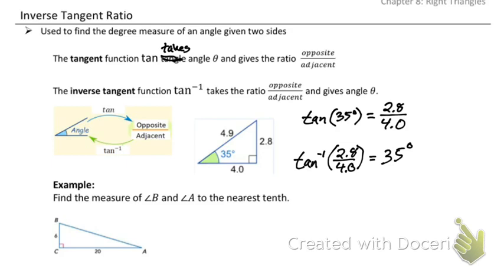Wait, so tan and then the inverse? Yes, so you're going to hit the blue button. Oh. Before you do the tan? No, we have to do 2.8 divided by 4 in your calculator. And now we're going to hit the blue button, and that will lead to our tan inverse. And you come out to 35.